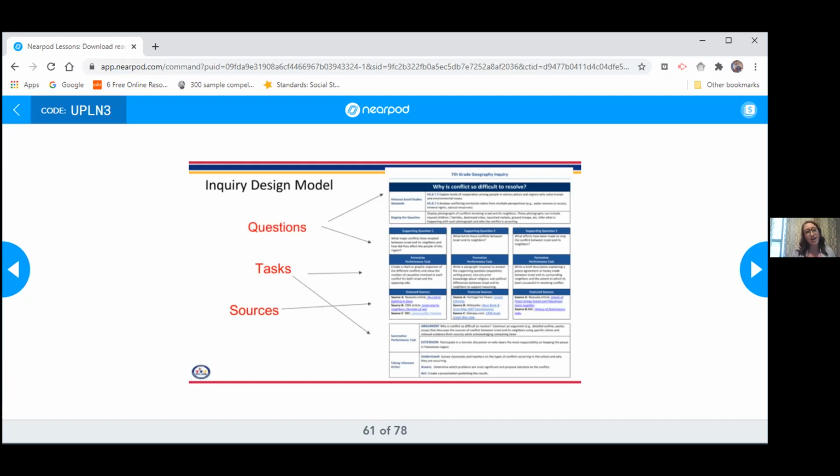And then at the end, they make that argument. So why is conflict so difficult to resolve? But they're making the argument based off of this particular conflict. So their argument's going to be, why can't the Arabs and Israelis get along? It's essentially the argument they're making. What has happened to do that.